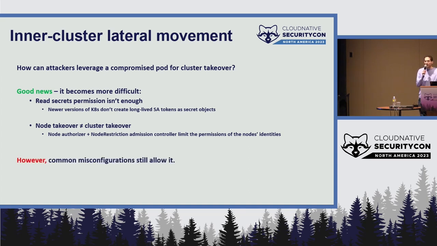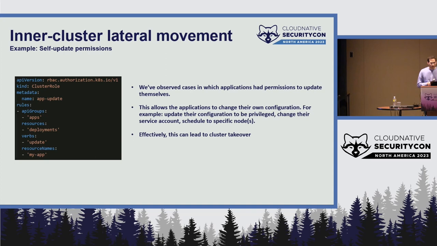But some common misconfigurations still allow lateral movement. And now we will see a real-world example that was the root cause of a vulnerability in a containerized application. All right, so in our example, we have an application that has the permission to update itself. So what does it mean?